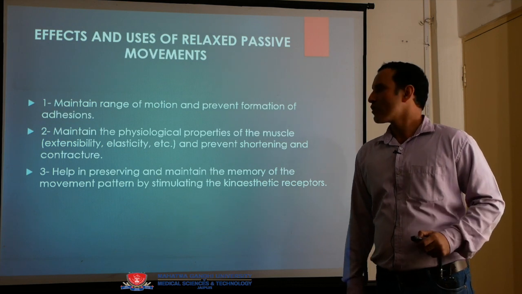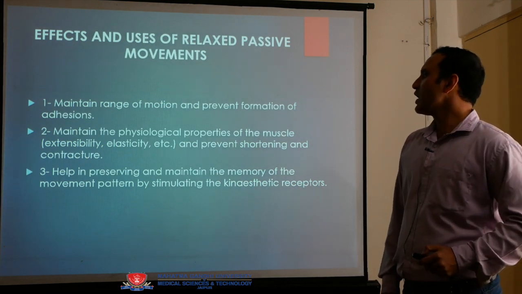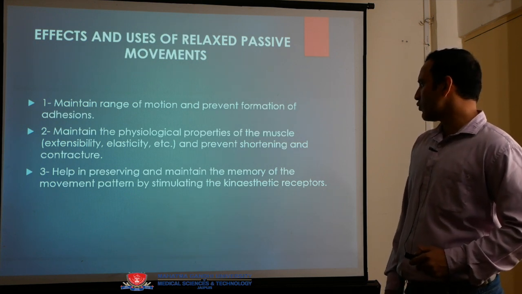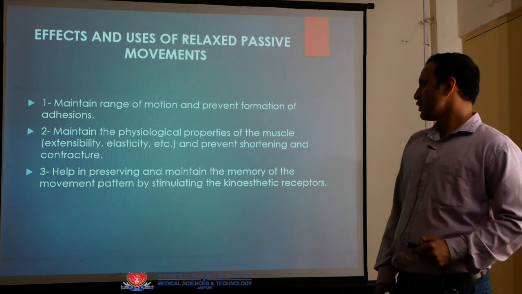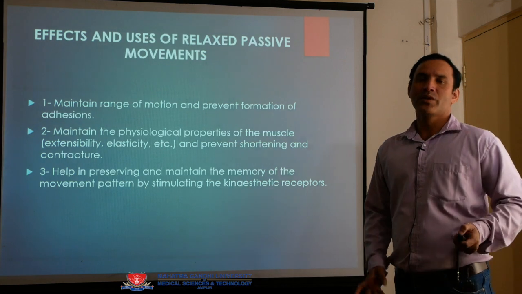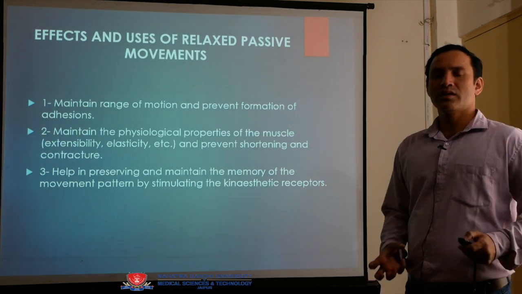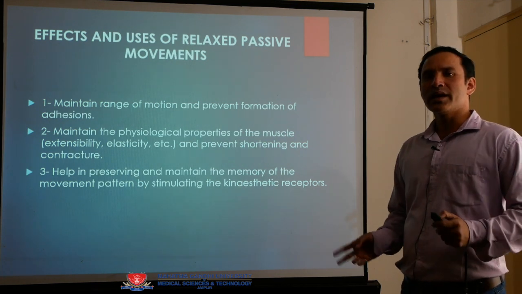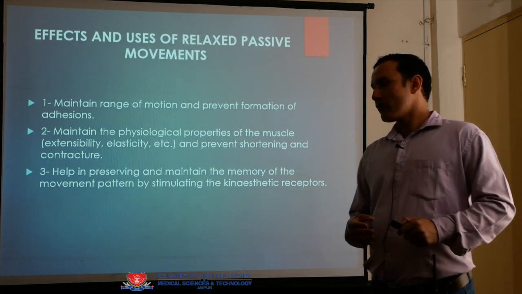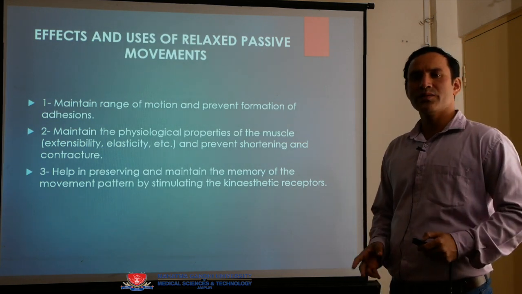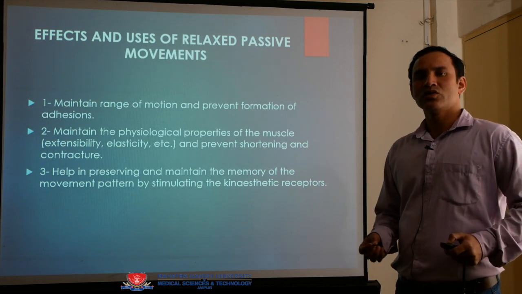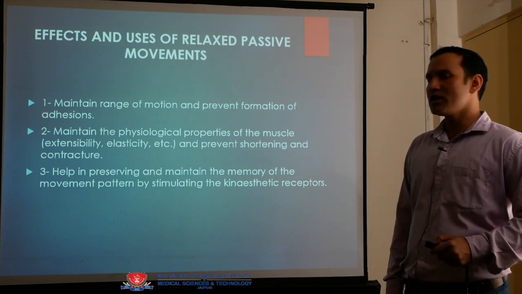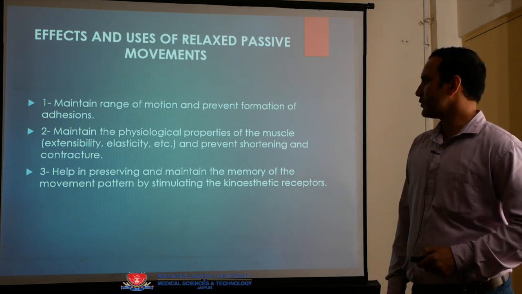and further contracture. Then third is to help in preserving and maintaining the memory of the movement pattern by stimulating the kinesthetic receptors. So while we move the patient's joint, the joint contains kinesthetic receptors. During passive movement, we are stimulating these kinesthetic receptors also. What do these receptors do? They maintain the joint range of motion sensation, the position sense of the joint, and in which direction the joint is moving. So these are the roles of kinesthetic receptors.